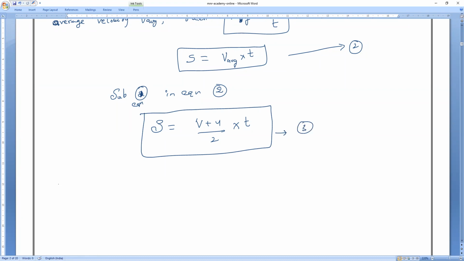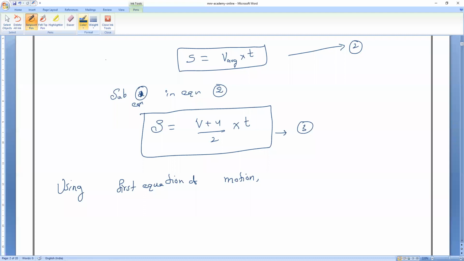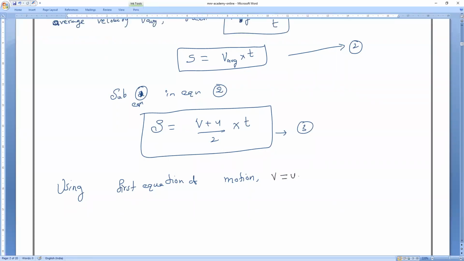Now, using the first equation of motion. What is the first equation of motion? V is equals to U plus AT. Is it right or wrong? Will you all accept it? We all know X is equals to Y, which means in place of X, I can write Y, or Y is equals to X. Will you all accept it? Yes, sir.